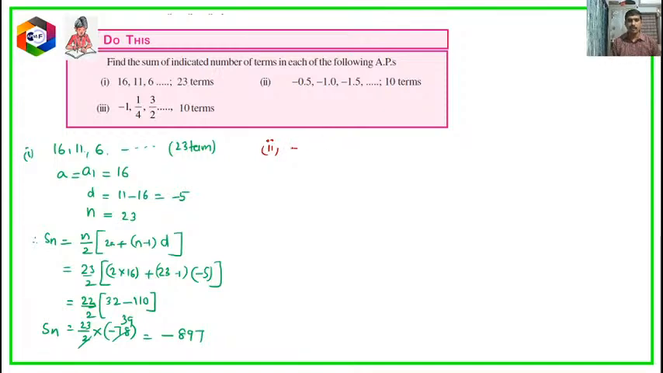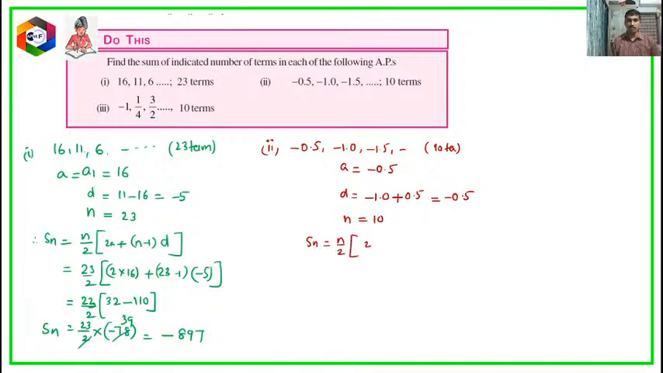Okay, here in this the progression is minus 0.5, minus 1.0, minus 1.5 and so on, 10 terms. So A is equal to minus 0.5 and D is equal to minus 1.0 plus 0.5. Why? Because A2 minus A1 is equal to minus 0.5 again, and N is equal to 10 terms. So Sn is equal to N by 2 into 2A plus N minus 1 into D.